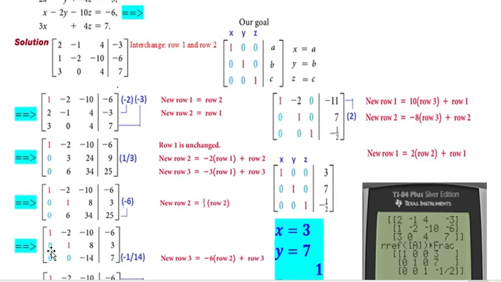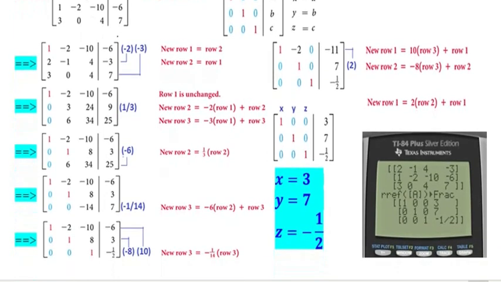Then you have now 1, 0, 0, 1, 0. Then you need to turn this to 1. Simply multiply row number 3 by minus 1 over 14 or divide row number 3 by minus 14. So keep row number 1 and 2 as they are. 1, minus 2, minus 10, minus 6. 0, 1, 8, 3. Then 0 divided by minus 14 is 0. 0 divided by minus 14 is 0. Minus 14 divided by minus 14 is 1. 7 divided by minus 14 is minus half.